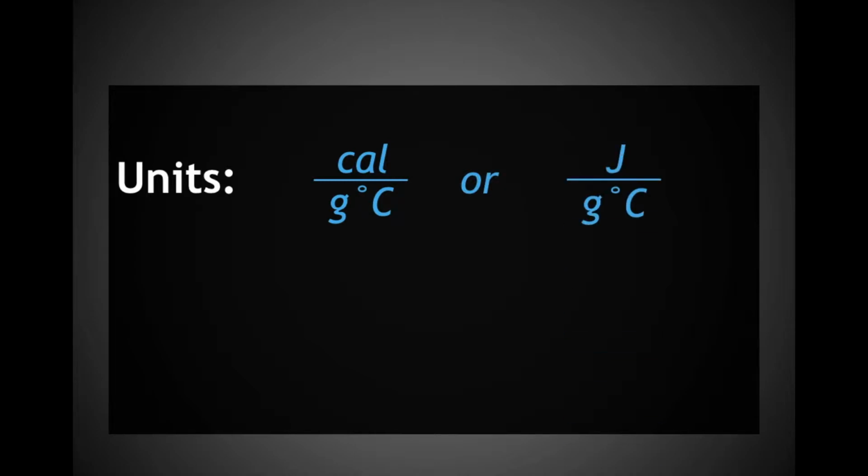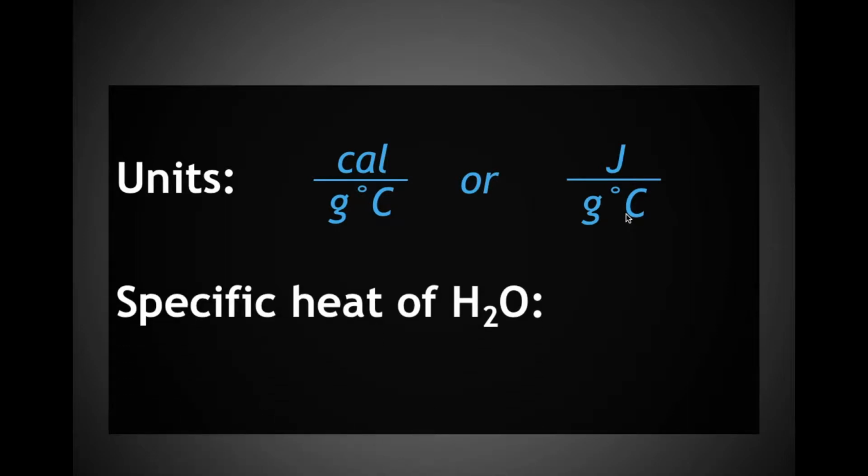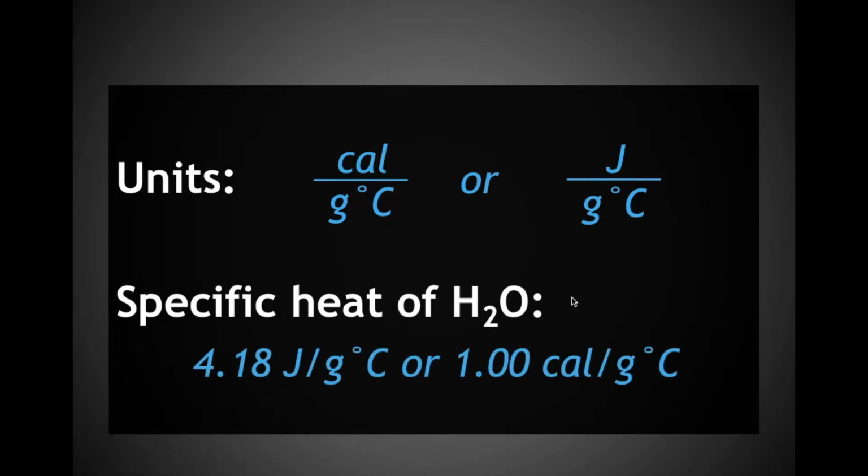These are the units for specific heat. It's just calories or joules per gram degrees Celsius. And the specific heat of water is 1 calorie, okay, per gram degrees Celsius. Or we can also use joules depending on what the equation's giving us. You'll see in a minute what parts of the equation we're talking about.